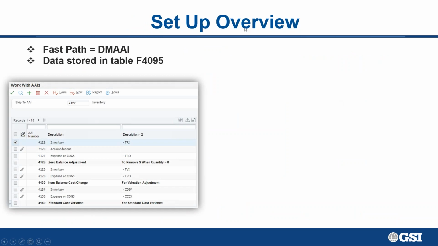Now, as far as the setup goes, you can get to the DMAAI setup screen if you have FastPath just by typing DMAAI. If you have access to report writing tools and you want to export the data from JD Edwards, that data is stored in table F4095. Okay, so that's the data table. The DMAAI tables, you can see a piece of them listed here for inventory, but there are dozens and dozens of DMAAI tables.